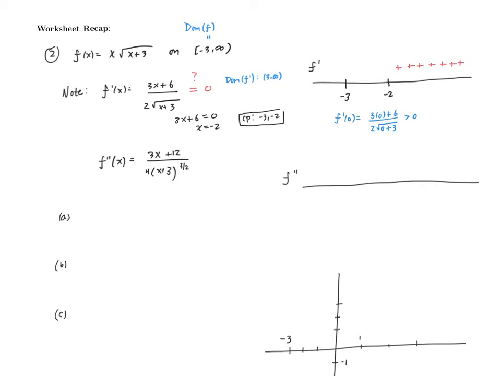Then we need to do the same thing with a sample point in between minus 3 and minus 2. So let's say minus 5 halves. We would have 3 times minus 5 halves plus 6, all divided by 2 square root of minus 5 halves plus 3. The top is negative, the bottom is positive. So this would be less than 0. And we have now determined the desired intervals of increase and decrease. Our function f will be increasing wherever f prime is positive, and decreasing wherever f prime is negative.